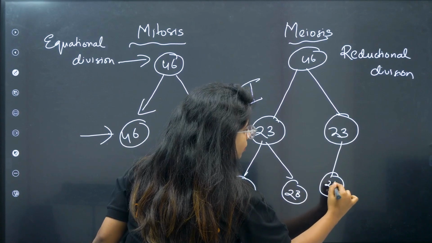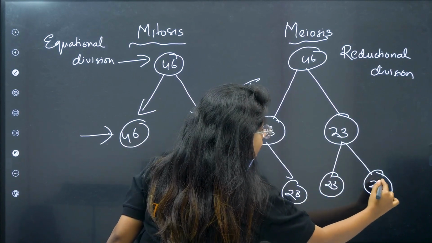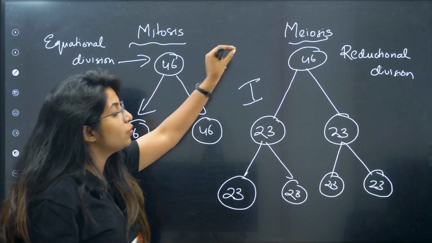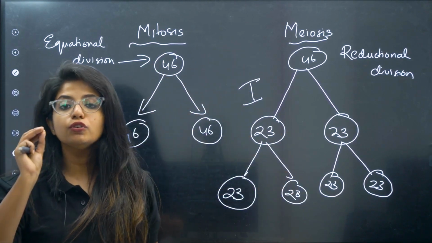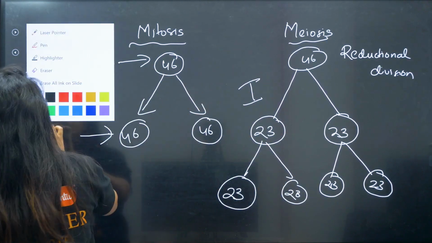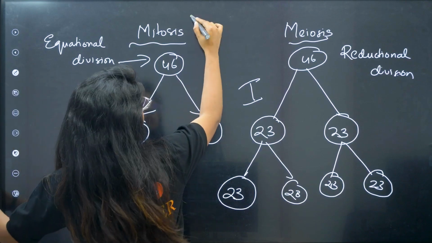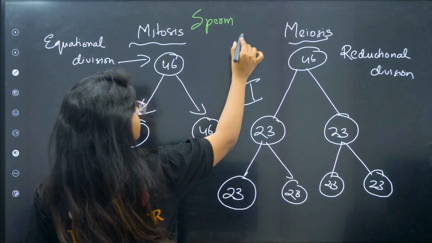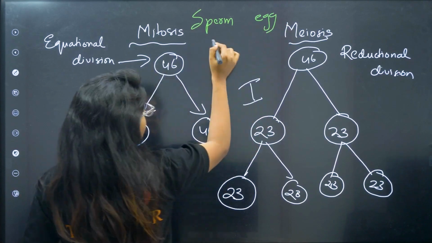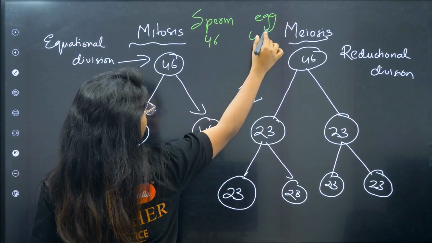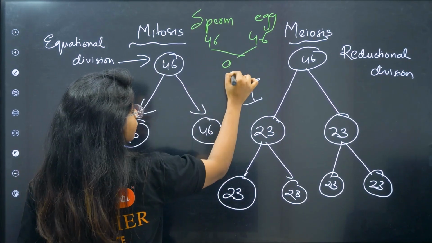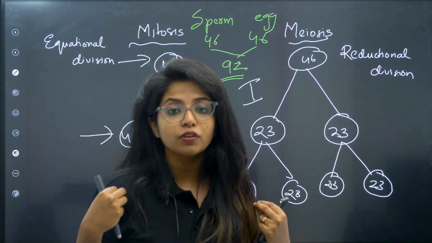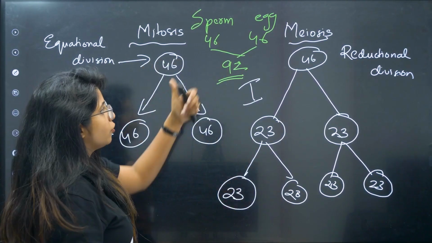Similarly here also it will be 23 and 23. So the question is, why do gametes undergo meiosis and not mitosis? Imagine that there is a sperm, the male gamete, and an egg. If both of them were carrying 46 chromosomes, together they would give 92 chromosomes. Is this the actual number of chromosomes that we have in our human cells? No, we have 46 chromosomes.